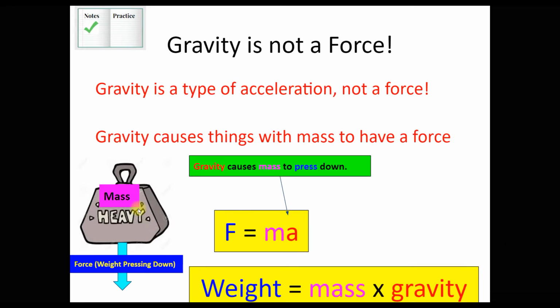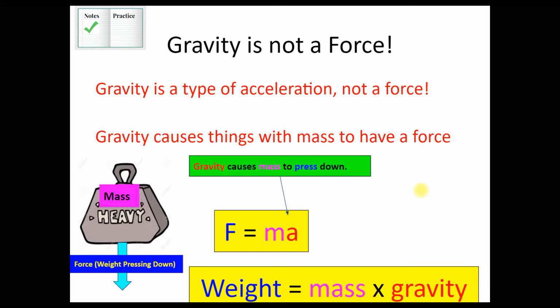So we can rewrite Newton's second law, and I want you to add this to your notes. We're going to use this equation a lot. But it's not a different equation. It's actually Newton's second law, just rewritten. Look at the colors. So if you have some object with mass, and it's affected by gravity, gravity is a type of acceleration, so m times a, it causes a weight, and weight is a type of force.